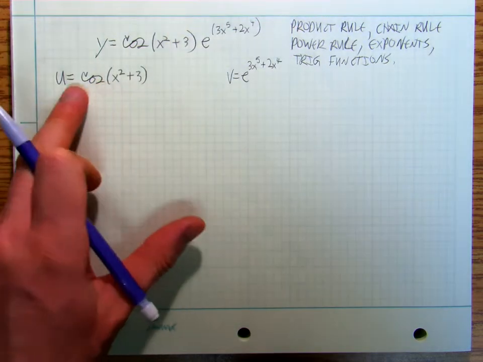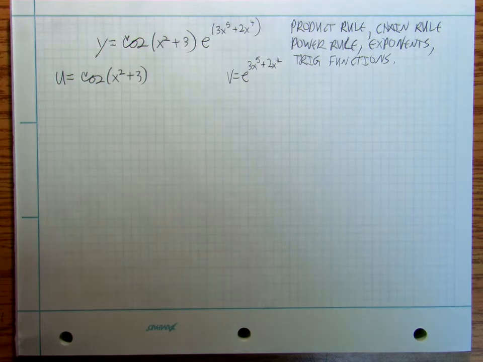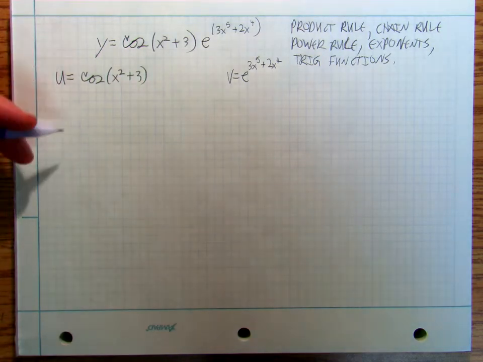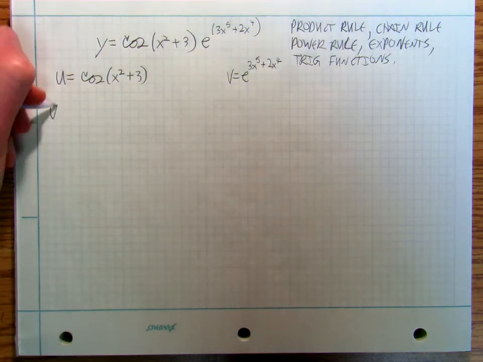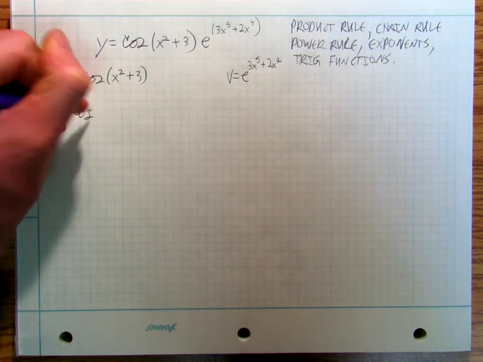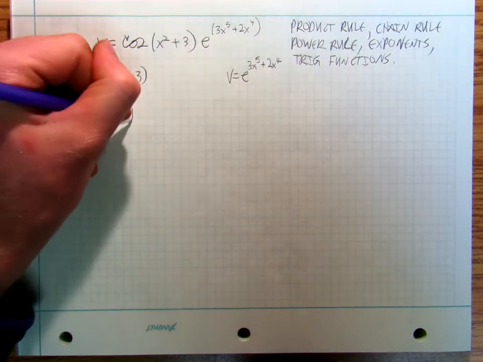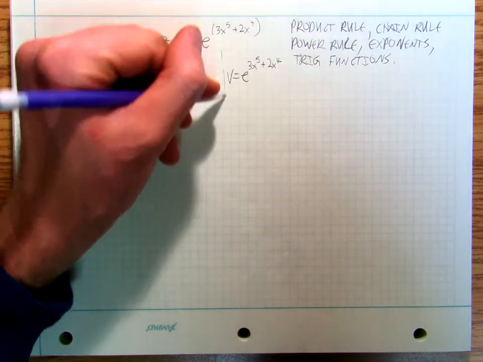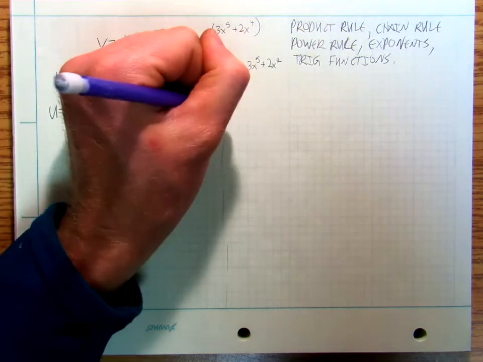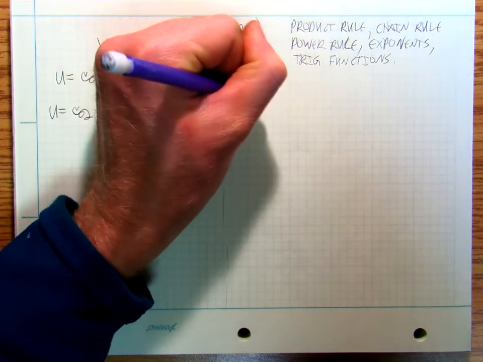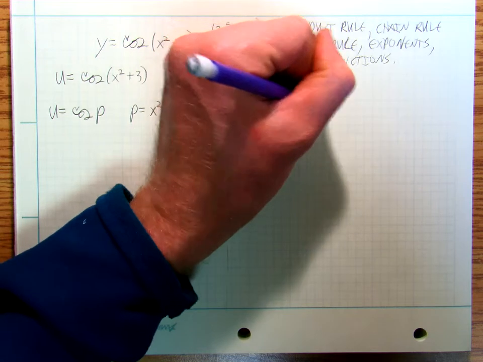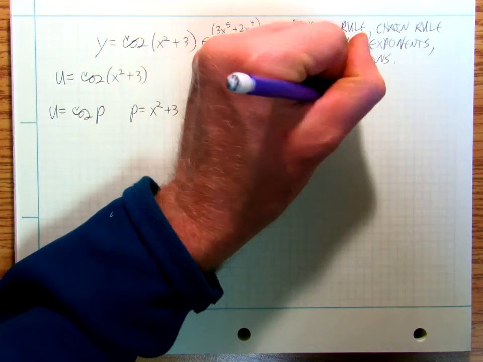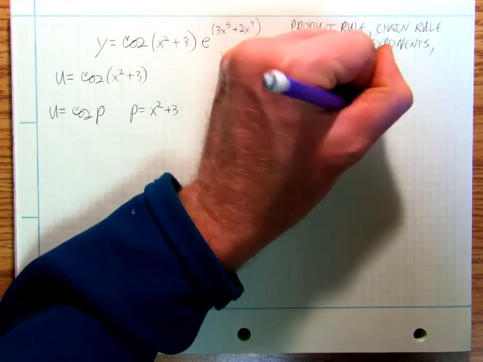But now we got functions inside of a function. So let's say, what variables do we want to use now? Let's use p and q. So now I'm going to say u is equal to cosine p, and p is equal to x squared plus 3. And I'm going to say v is equal to e to the q, and q is equal to 3x to the 5th plus 2x to the 4th.